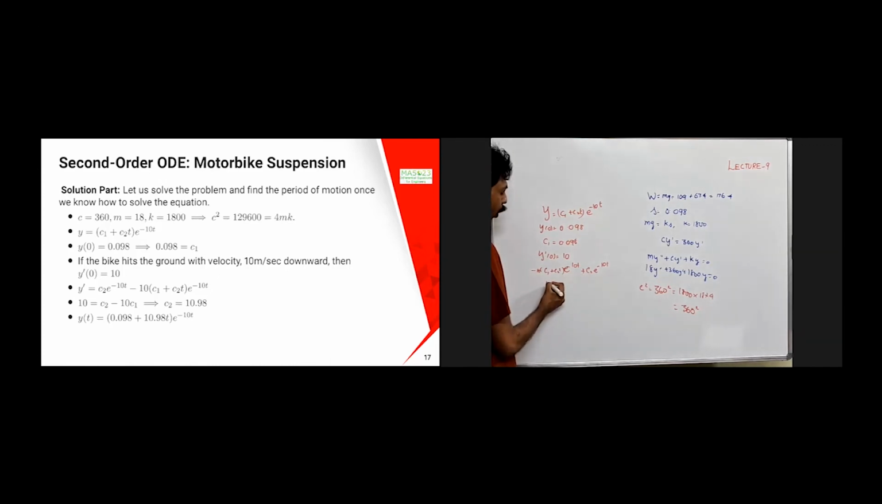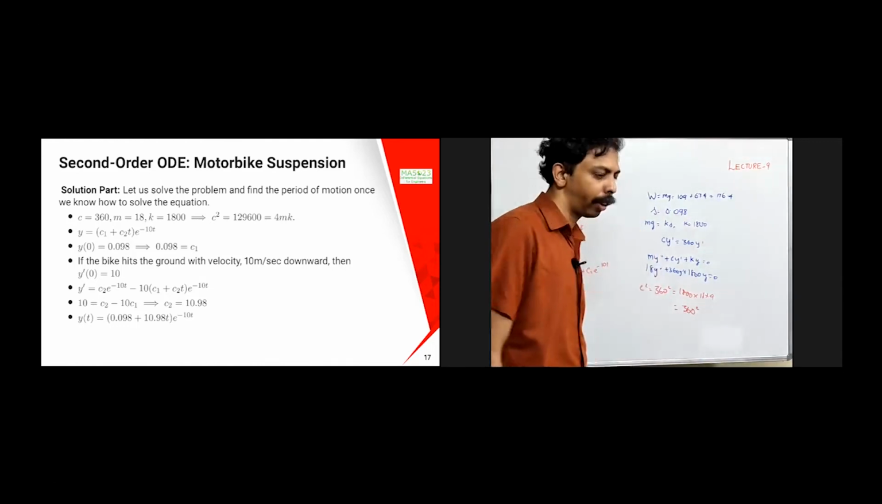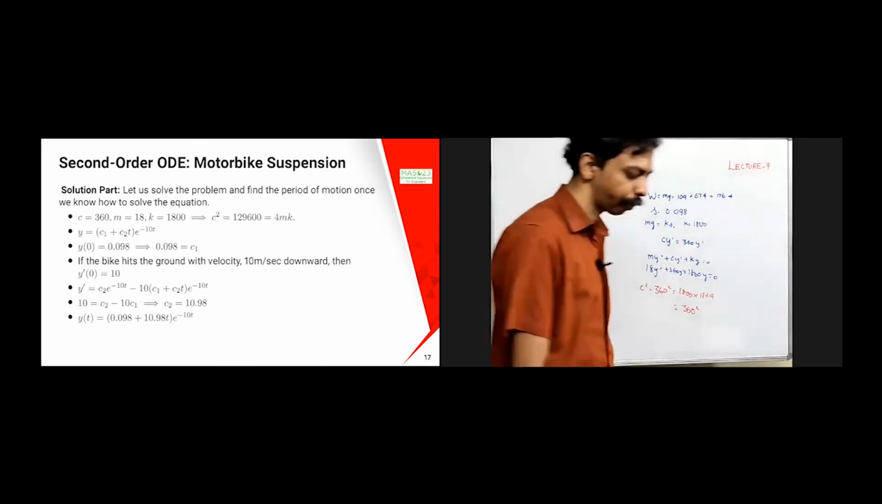So from this one you are going to get your C2. C2 is going to become 10.98. Substitute it and then you can simplify. That is going to become 10.98. Therefore your y of t you can substitute and then you can calculate the answer for that.